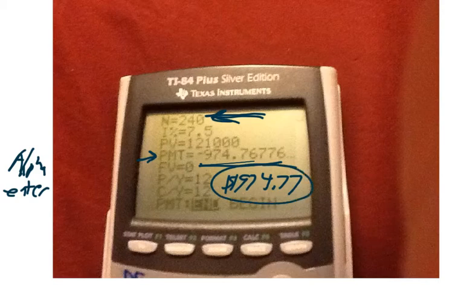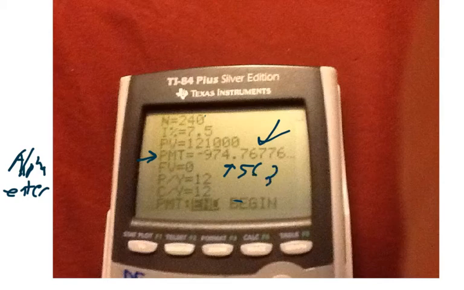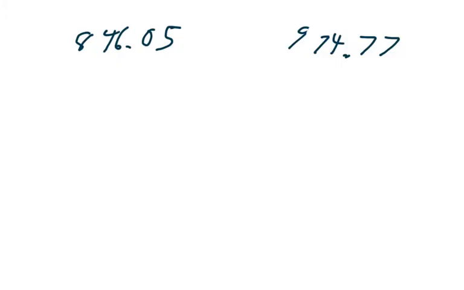My answer for part B is $974.77. I'm sorry, I tried this again, and that wasn't the answer we got. This should have been $956.35. I don't know why it gave me the wrong answer the first time, but $956.35 is the correct answer.